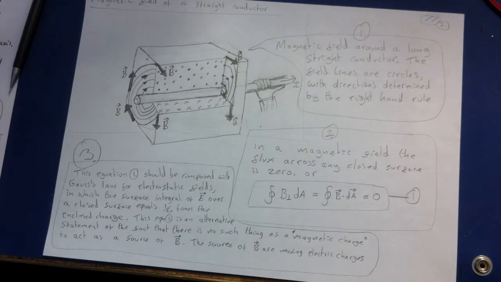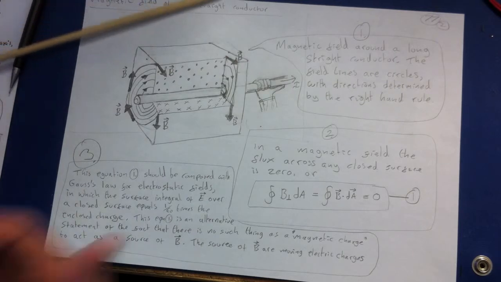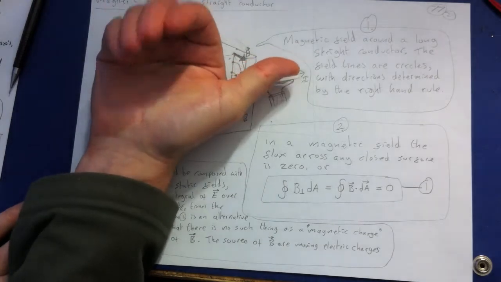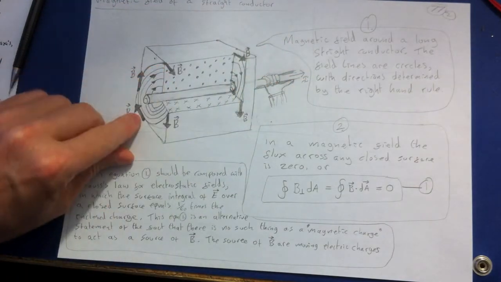They don't have a start or end point like electric field lines do, otherwise we would have magnetic monopoles, which do not exist. For a straight conductor, again you can stick your thumb in the direction of the current, and then your fingers will point in the direction of the magnetic field, which I've shown here, okay, the direction of the magnetic field.